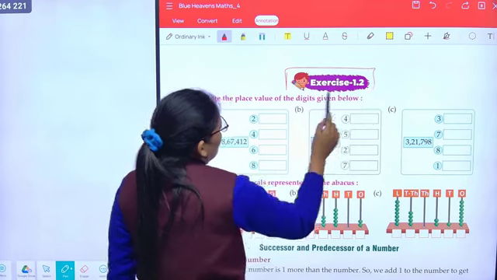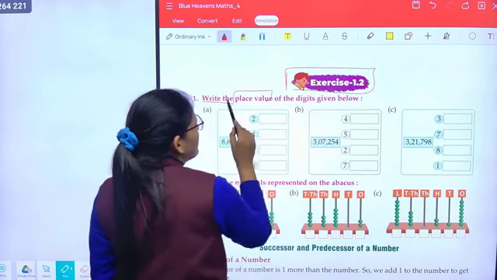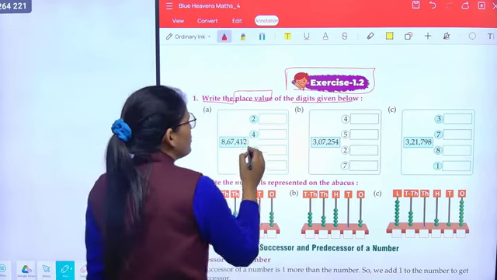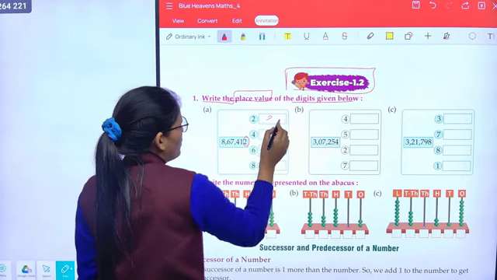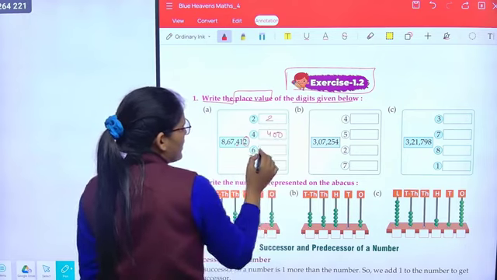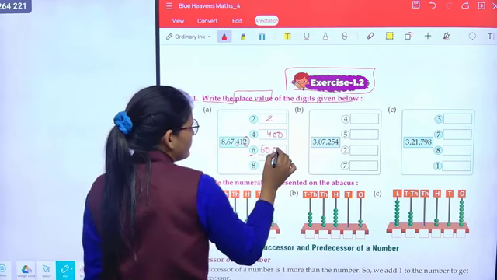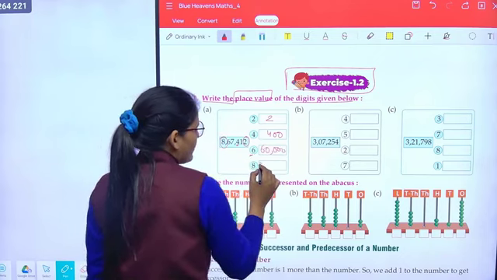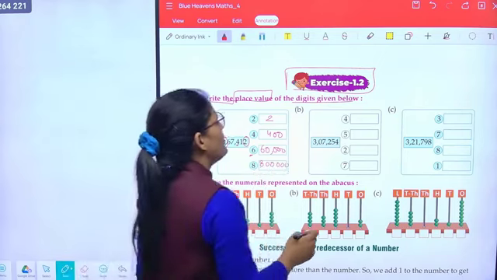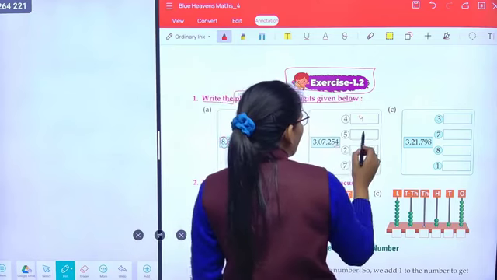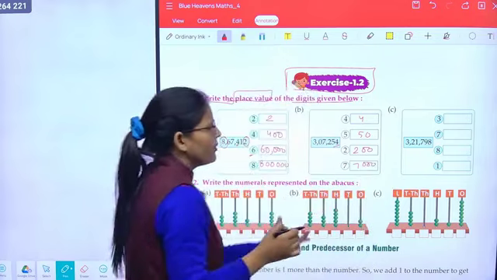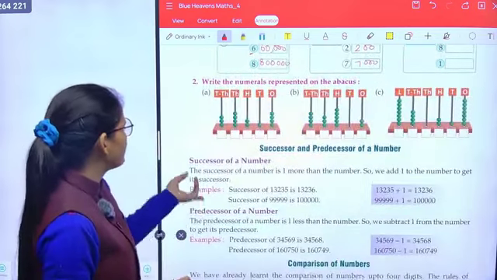Now come to exercise 1.2. Write the place value of the digits given below. Place value of 2, 2. Place value of 4, it is 400. Place value of 6, it is 60,000. It is 8 lakh. Understand class? Now B, place value of 4, 4. Now 50, 2 is 200, 7 is 7,000. Rest of the parts, do yourself.